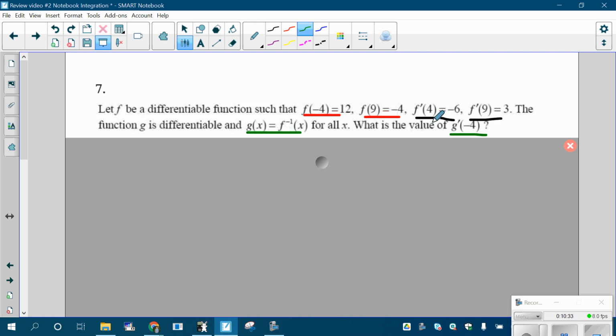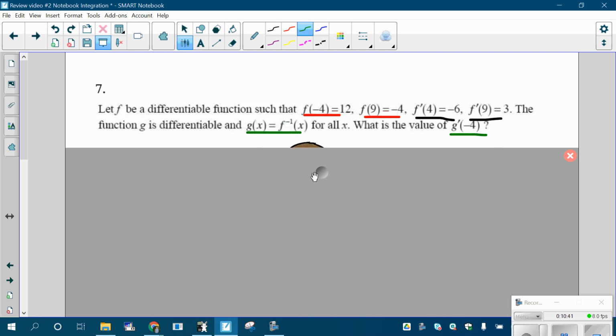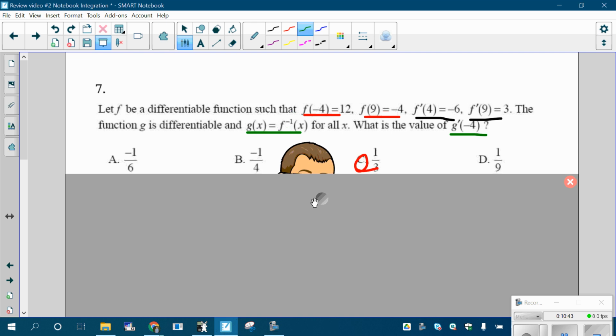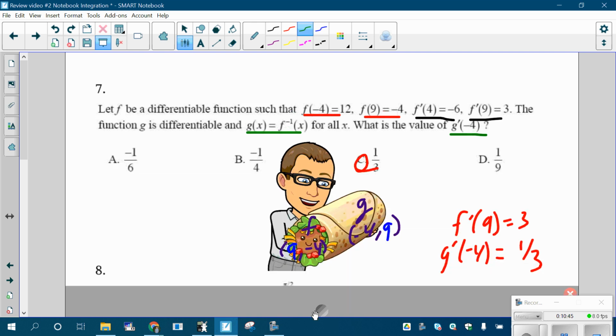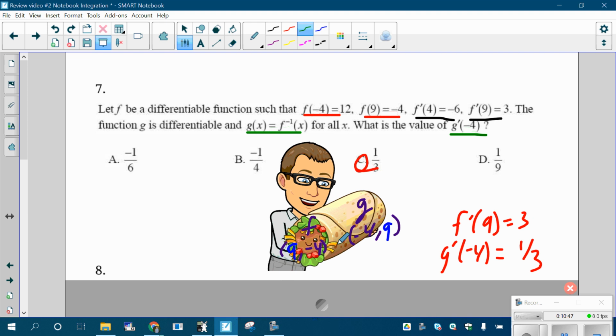I hope when you think about finding the derivative at a point of the inverse of a function, you think about buddy points. What do you do with buddy points? I'll give you a reminder about buddy points. The first thing you do is you draw a buddy burrito. Please remember to draw a buddy burrito.